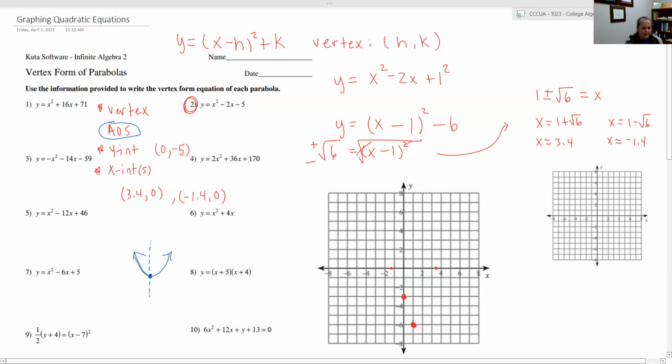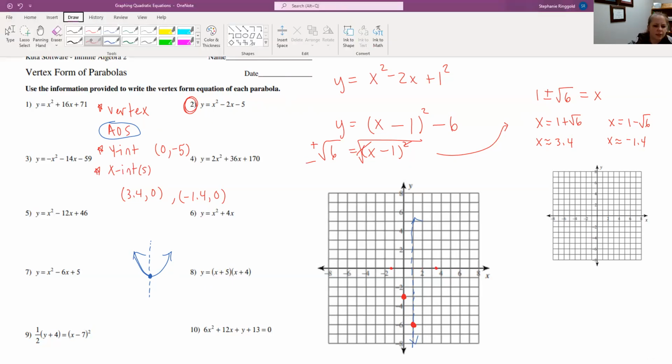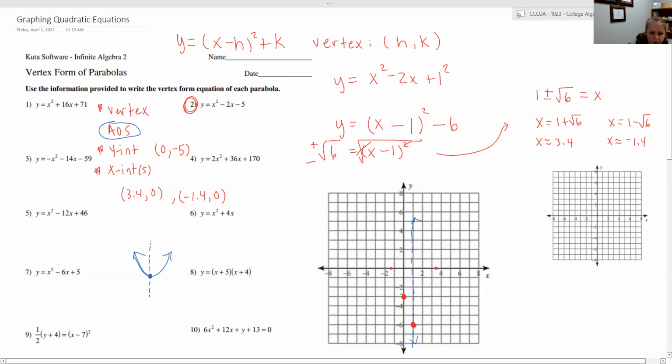So the axis of symmetry is a vertical line that goes through the vertex. And that's handy to know when you're graphing your quadratic equation, because you can get another point on your graph. So if I've got my y-intercept here, the distance that I'm going to travel to my axis of symmetry, I can travel that same distance away from it and get another point on my graph.